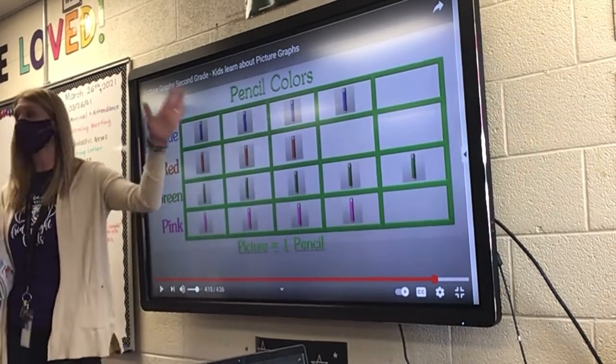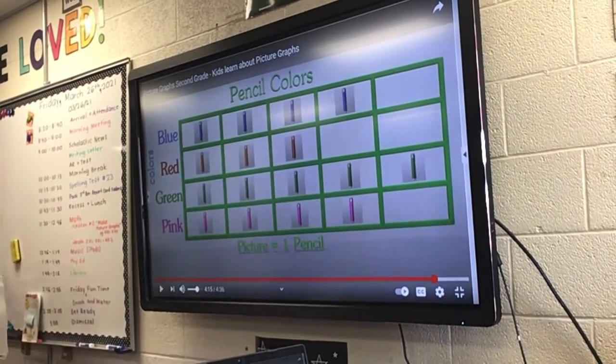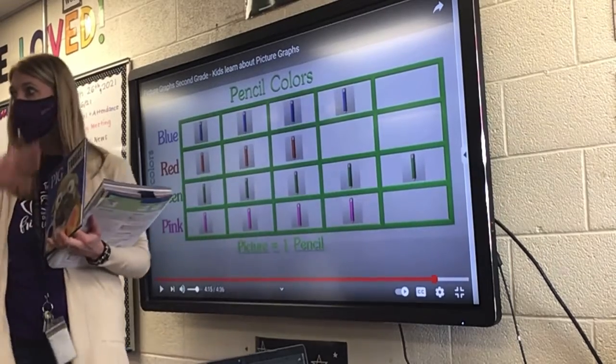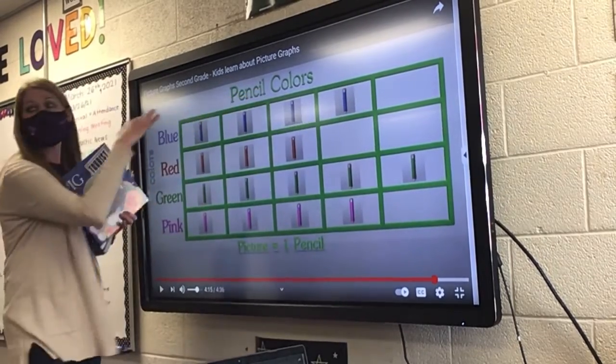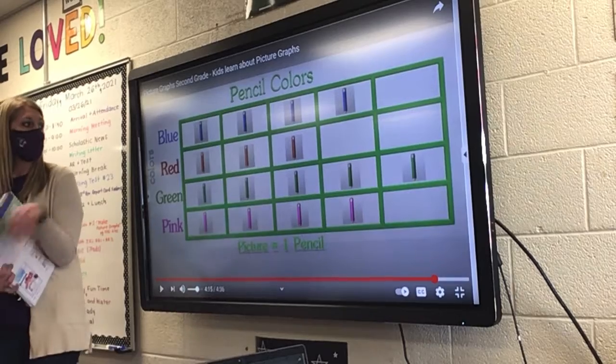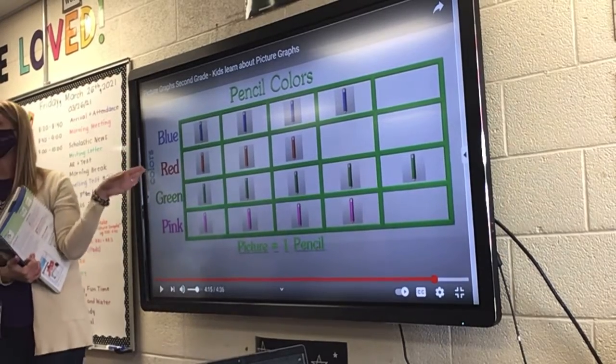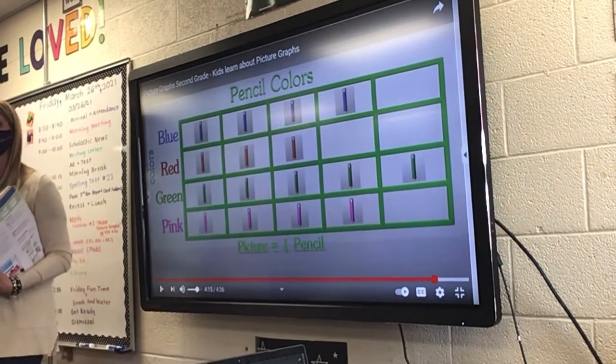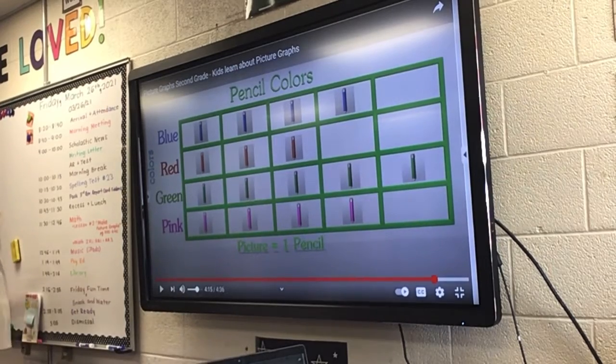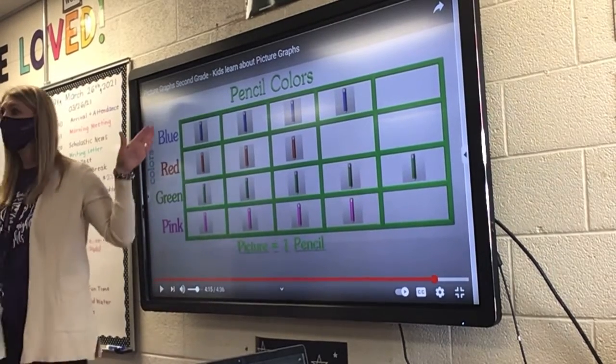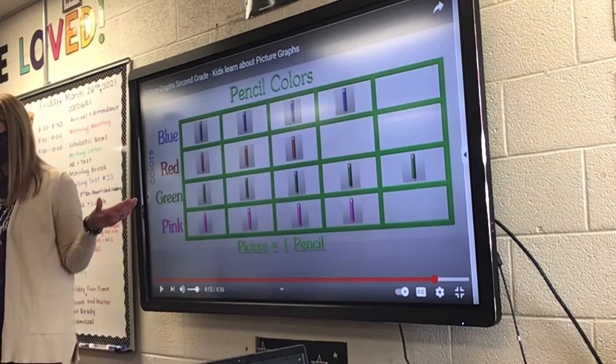So this graph is about colored pencils. Just like the title of a book tells you what the book is all about, the title tells you what the graph is all about. Now, who knows what this would be over here on the far left? Carla? Colors, or your choices. So these are your choices that you have.